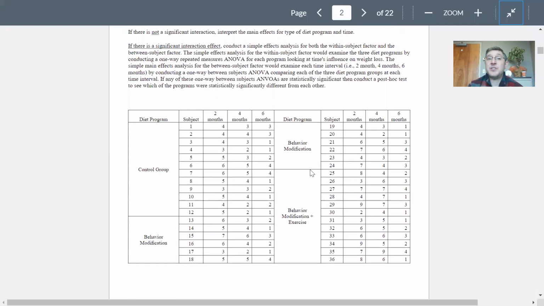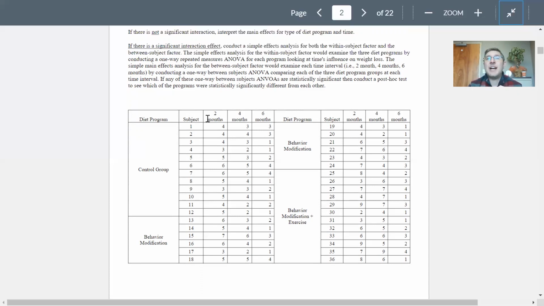So you can see here the between subject factor is the diet program. There are 3 levels to this between subject factor: whether it's the control group, the behavior modification, or the behavior modification and exercise. And then the within subjects factor is time. So it would be weight loss measured at 2 months, 4 months, and 6 months. So you can see that this is a mixed design because we have a combination of within and between subject factors. This is a pretty simple mixed design. They can get complicated very quickly.